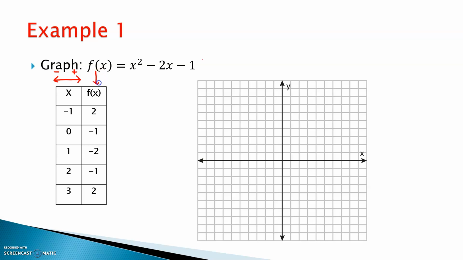Your f of x or your y here, that tells you your up and down, your rise or your fall. If it's positive, we're going to go up. If it's negative, again, think of bank accounts. My bank account goes down every time I see a negative. Let's go through and actually plot these points then.